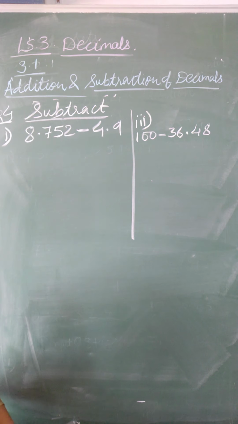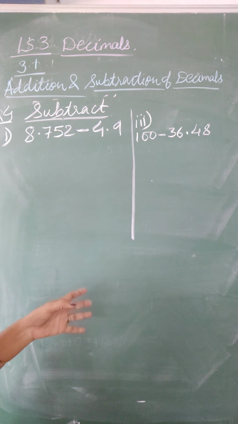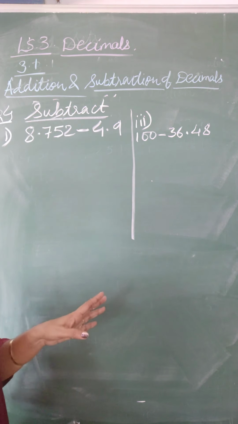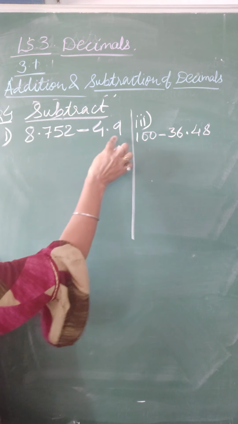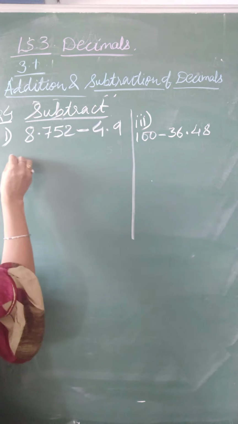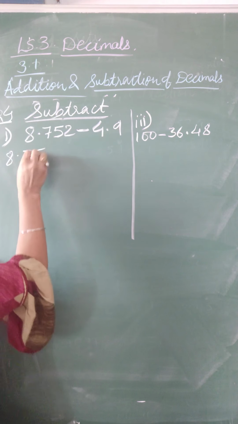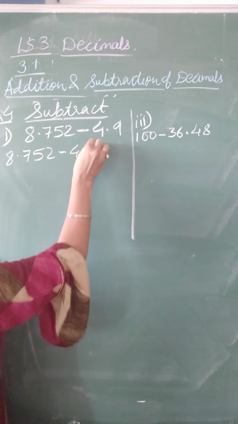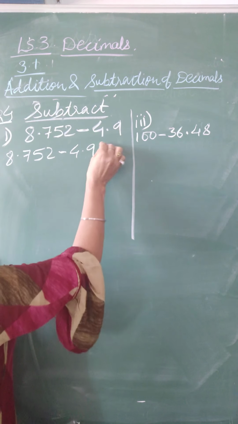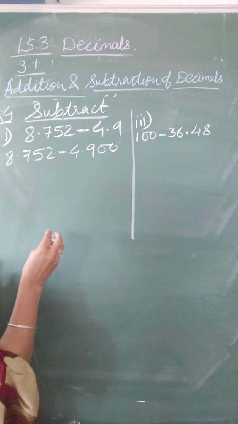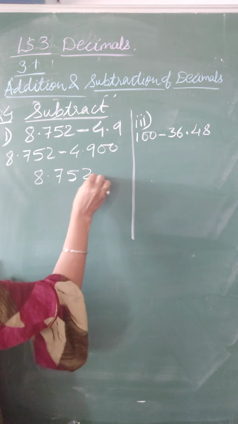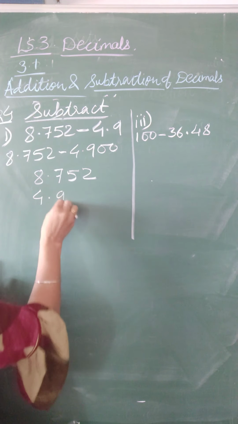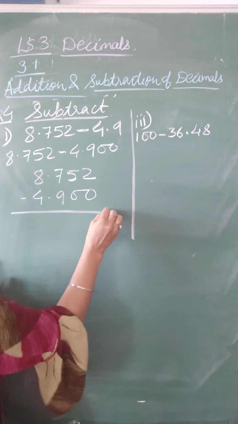Again, first you will convert the given decimals into like decimals, and then we subtract. So 1, 2, 3 decimal places, and here how many? Only 1 place. So it will be 8.752 minus 4.9. How many zeros do you have to add now? 2 zeros. Okay, now write in columns, arrange the numbers in columns, 4.900, and subtract.